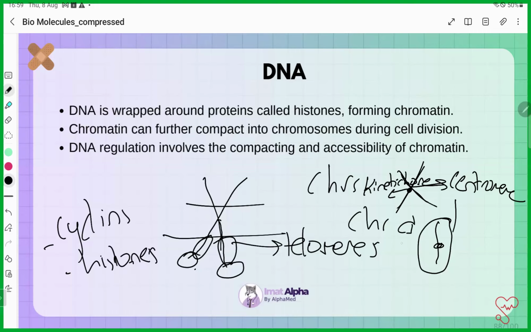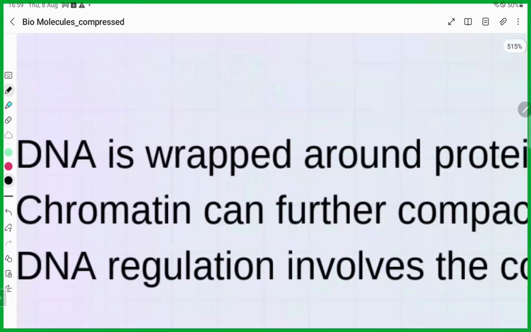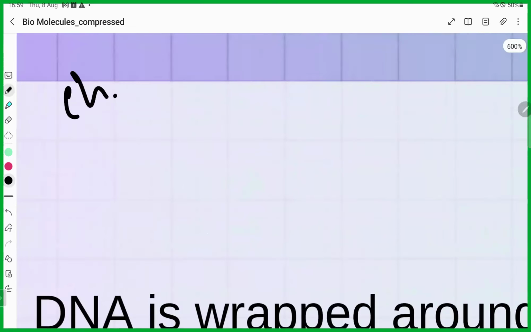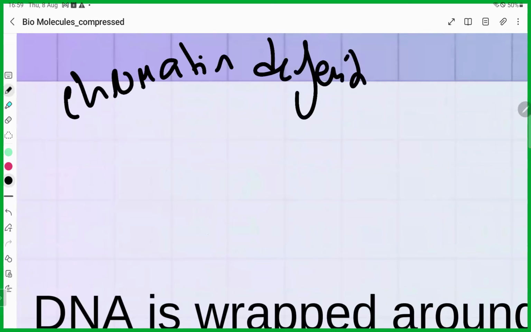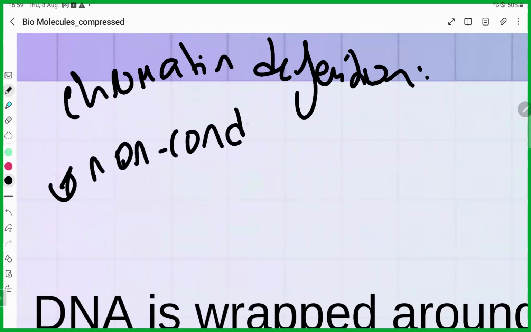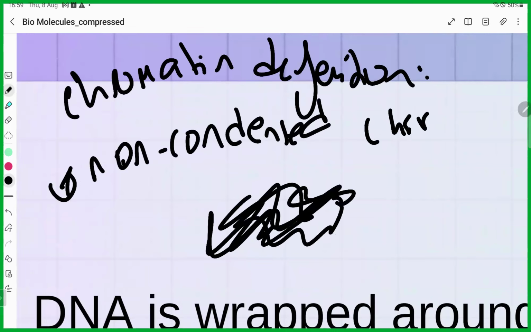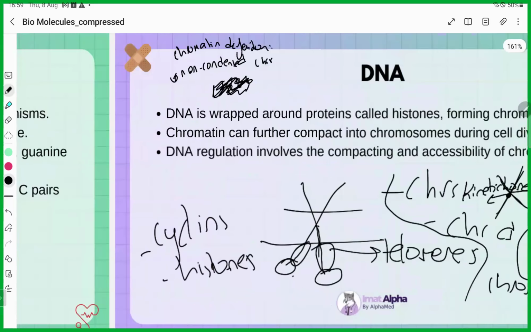And what else? We have the chromatin. Chromatin, definition, are the non-condensed chromosomes. They look like this. So before being condensed, they are chromatin.